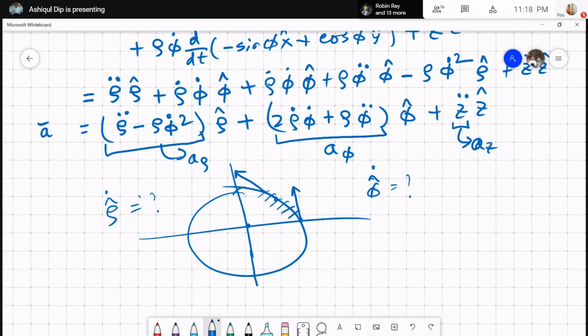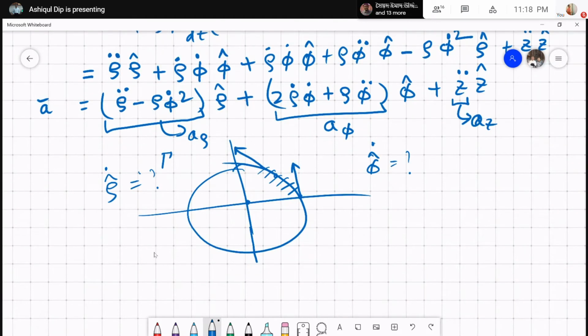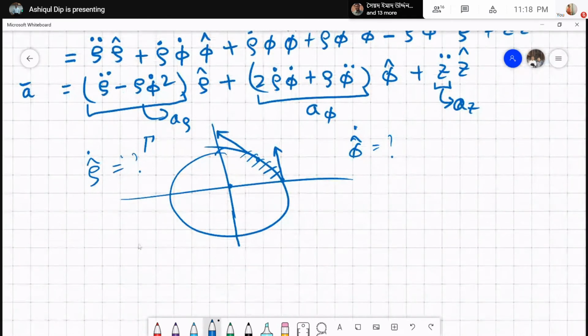Actually, in GR, we'll find these terms as gamma terms. We'll call them connection coefficients. We'll see that later, probably in the 10th to 12th lecture. So this is the cylindrical representation.